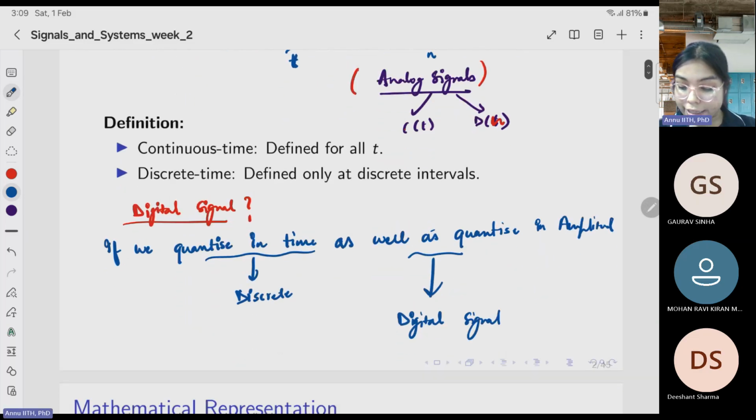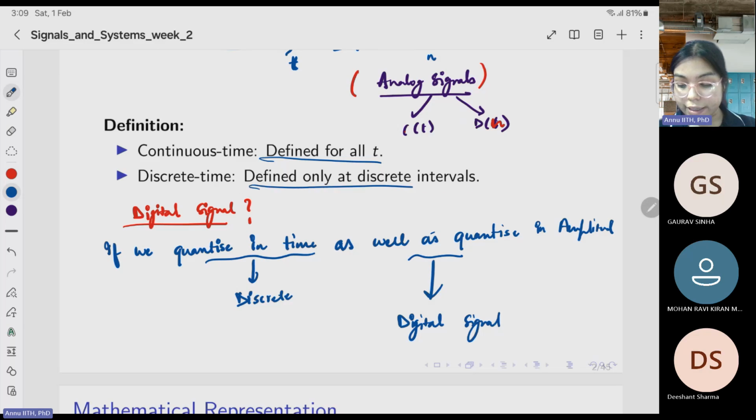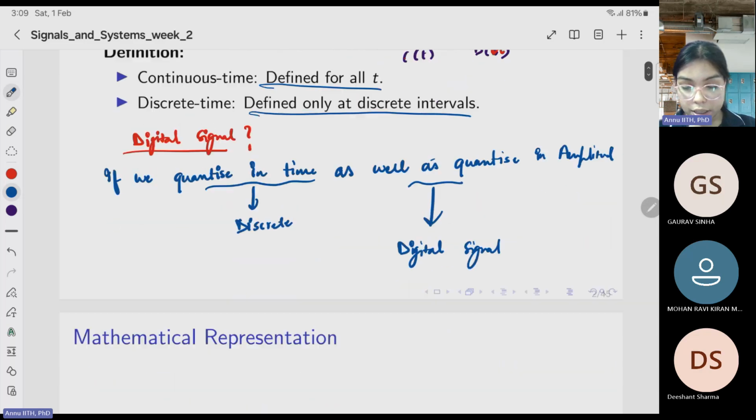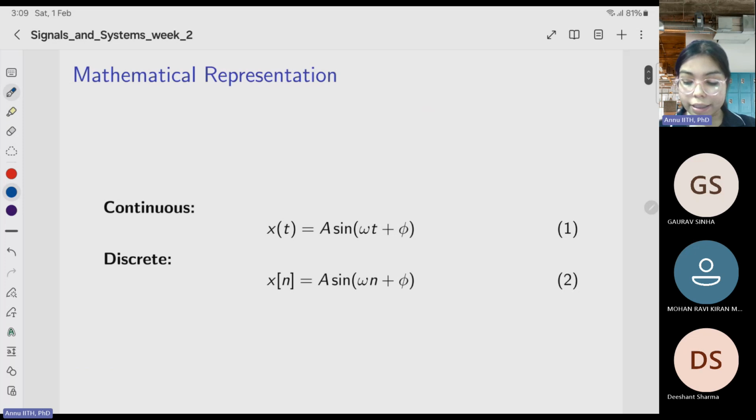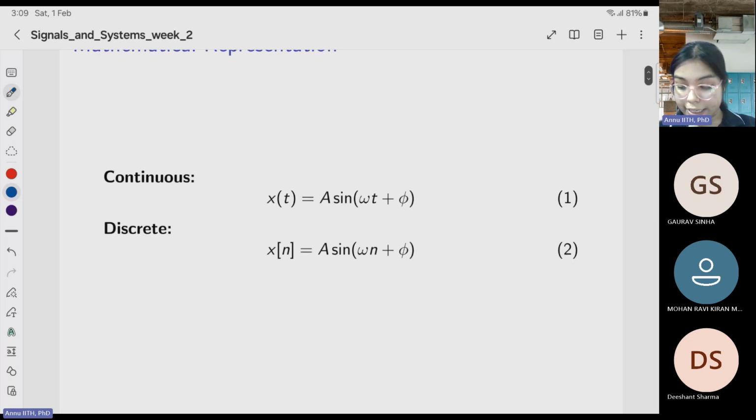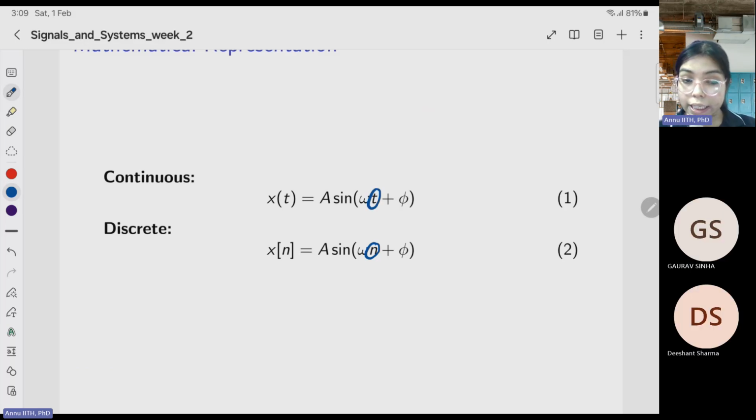Simple: continuous is defined for all t, and discrete is defined only at discrete time intervals. That we already know. Now, what is the mathematical representation? Basically, we represent it with respect to n for discrete and with respect to t for continuous. We will see some of the Python codes also, to see how discrete and continuous time look. I'm just showing you my screen to help with understanding.